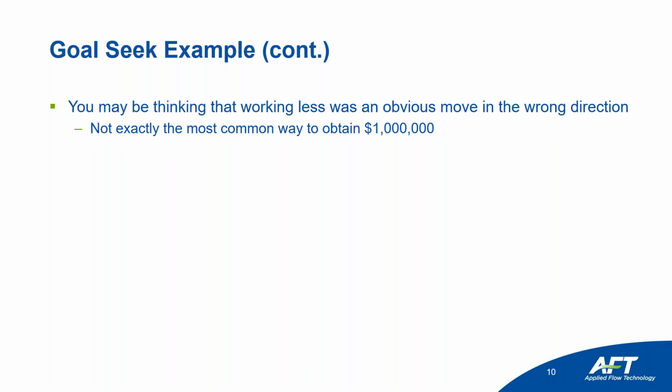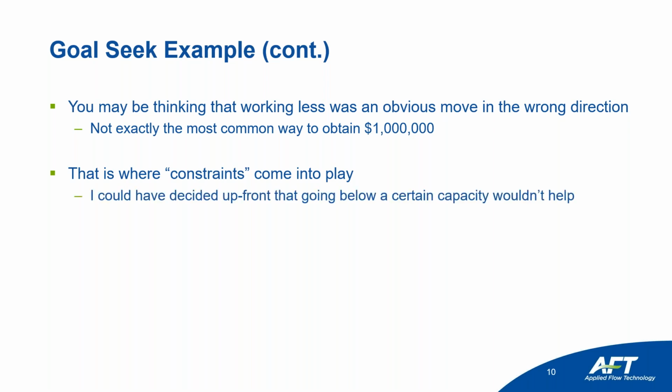So again, you might be thinking, well, why'd you even go in that direction? And that's where constraints come into play and user intuition when doing anything related to goal seeking. I could have decided up front that going below a certain capacity wouldn't help, right? That's what I would call putting a lower bound on my iterations. There's no need to go lower and waste time in iterations if it's not going to get me closer to the goal. Again, user specified, so I would have to know that up front, kind of use intuition, you can say.